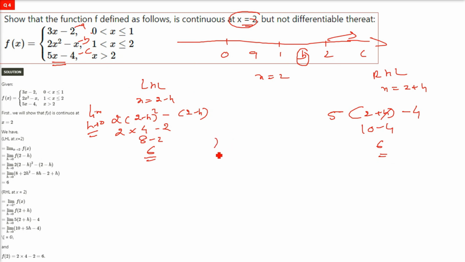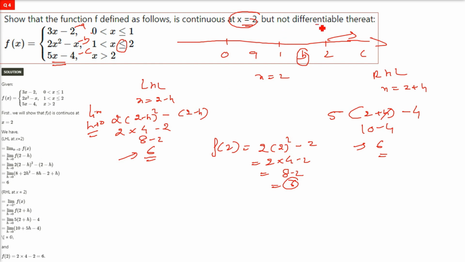And what is the value of the function at 2? Here x is equal to 2, that is, less than or equal to 2. So you have to use the 2x square minus x function. 2 into 2 square minus 2, 2 into 4 is 8, 8 minus 2 is 6. So what they have asked, we have done it. LHL, RHL and the value of the function at 2 are equal. So this is about continuity.